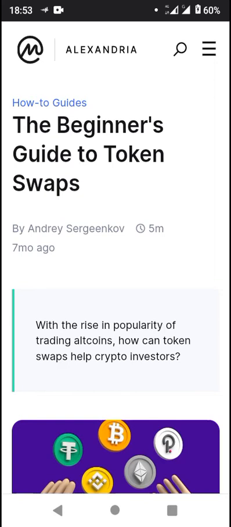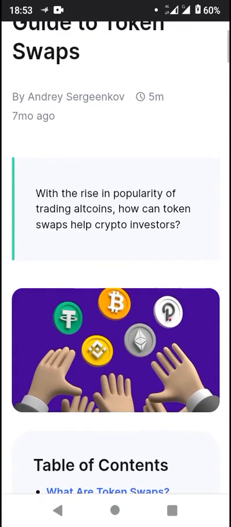A beginner's guide on how to swap your tokens. So, live on the CoinMarketCap blog Alexandria, we're reviewing this article by Andrew Sengingoff.